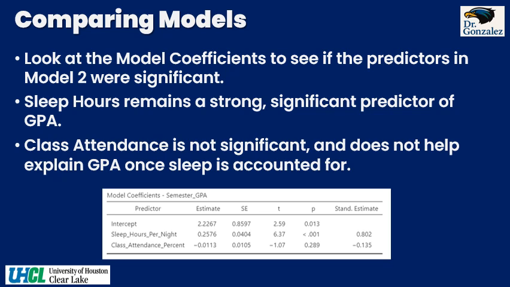You can also go into your model coefficients to see if that predictor in that second model was significant. So you can see down here that sleep hours remains significant at the 0.05 level, because of this t-test. But class attendance did not. It is not a significant predictor.